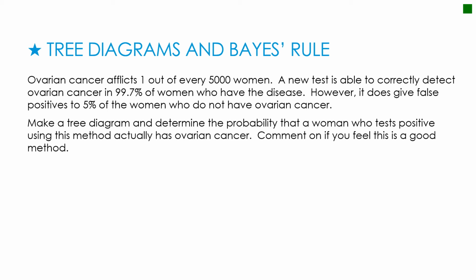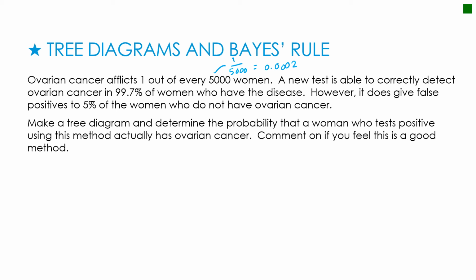So here we have ovarian cancer affects 1 out of every 5,000 women. So again, this one's a little bit different. It gave me 1 out of 5,000, which means I'm going to turn that into a decimal by dividing, which means 0.0002. Is that too many zeros? Should it be 3 zeros? Yeah, 0.0002.